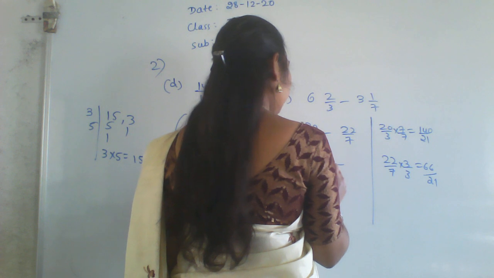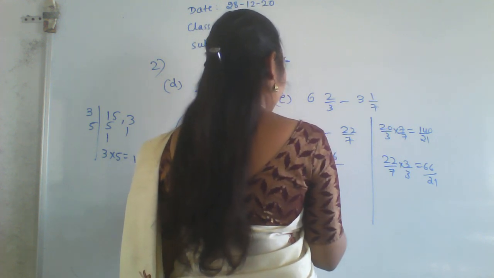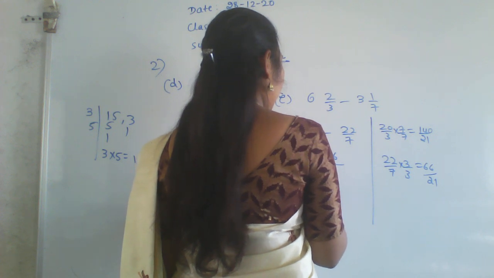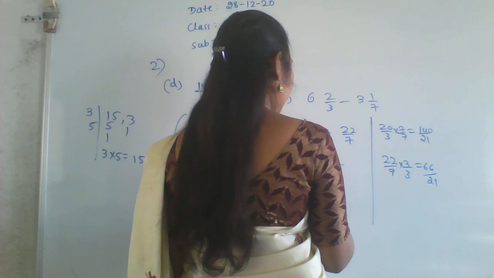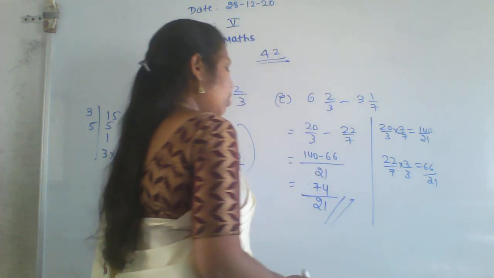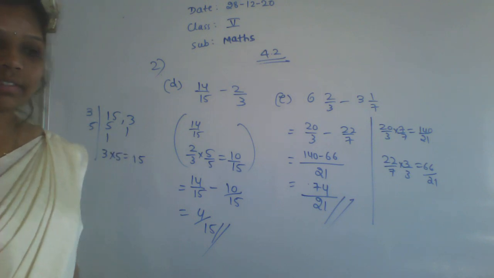So the LCM is 21 here. Subtract 140 minus 66. That is 4 here, and 14 minus 7 is 7. So 74 divided by 21 is the answer.